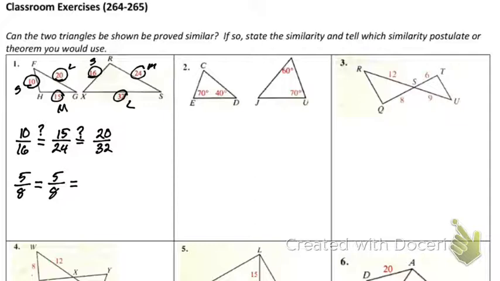20 divided by 4 is 5. 32 divided by 4 is going to be 8. We are good. It is similar.